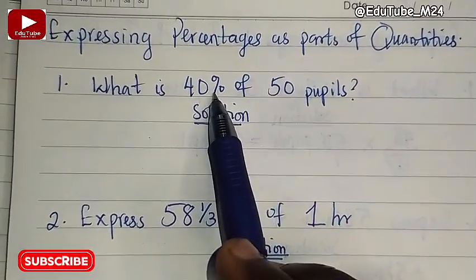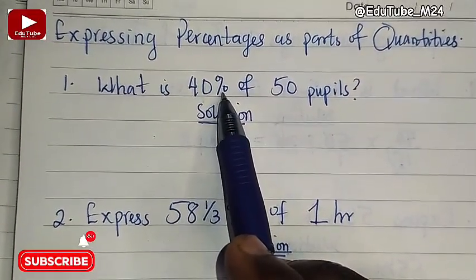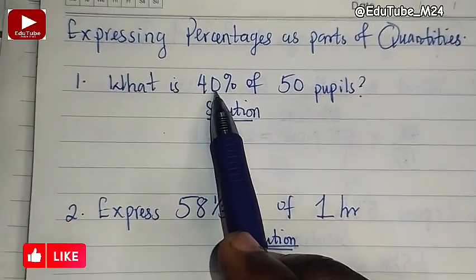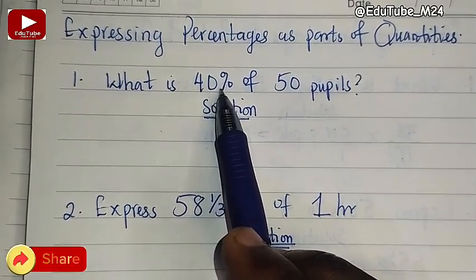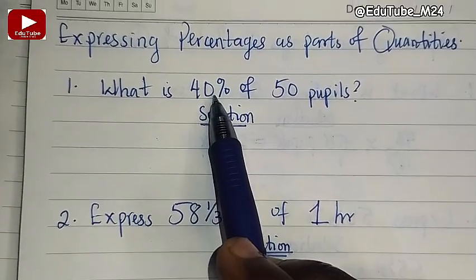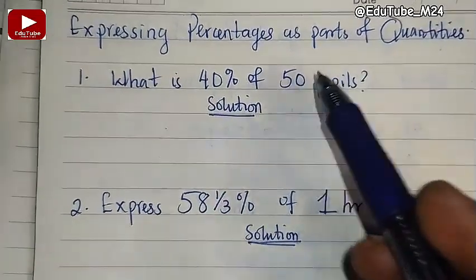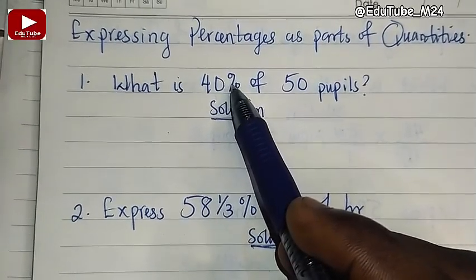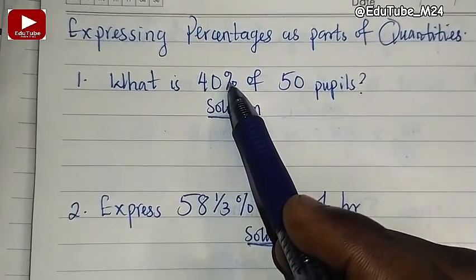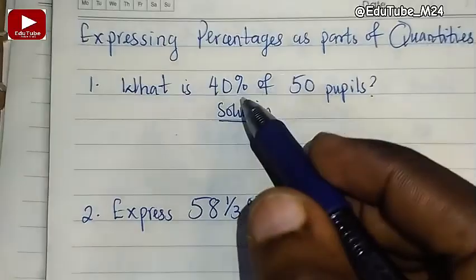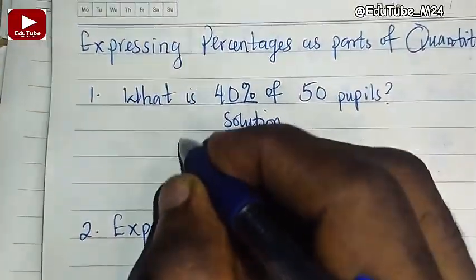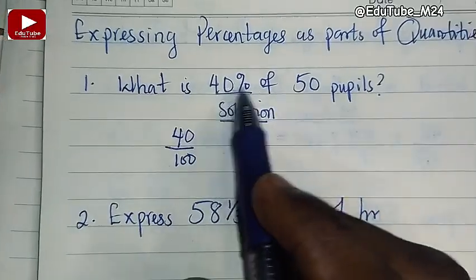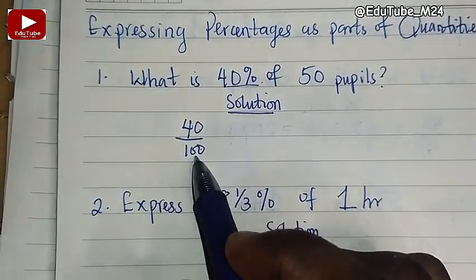Now you should understand that percentage or percentages mean out of 100 or by 100. So if we say 40% here, it basically means 40 out of 100. Now to find 40% of 50 pupils, we are going to express this 40% as a fraction, because as we said, percentage means out of 100. So this literally means 40 out of 100. Now I want to express 40% as a fraction, which is 40 out of 100.